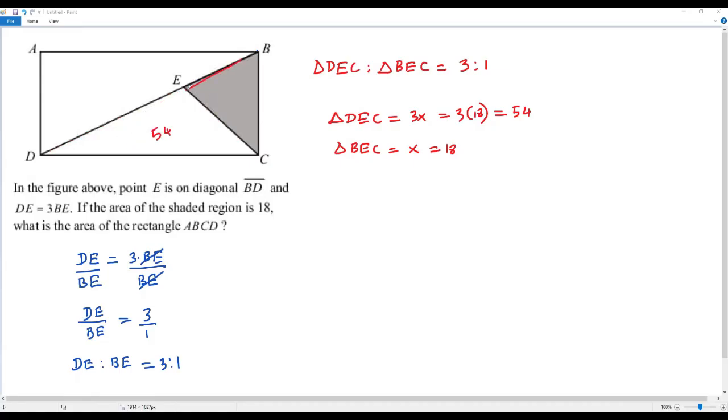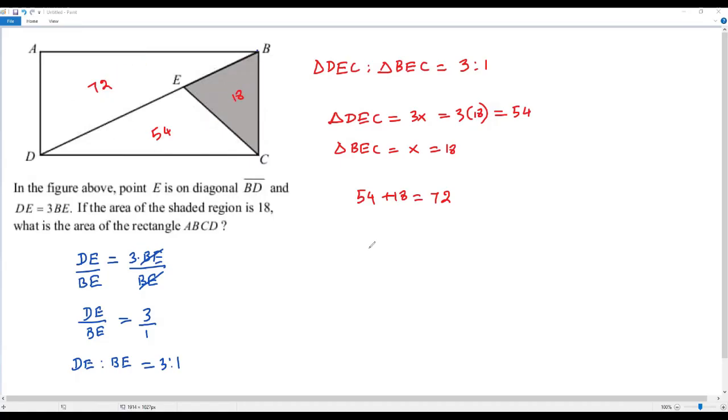We already have the area of the shaded region, triangle BEC, that is 18. When I add them, I'm getting the area of triangle DBC over here. So 54 plus 18 equals, let me add them, 72. So the area of triangle DBC is 72. And then what is the area of triangle DAB? For this triangle also we'll have the same area, 72, because as we have discussed already, the diagonal of the rectangle divides the rectangle into two congruent triangles. So the areas of these triangles must be equal.